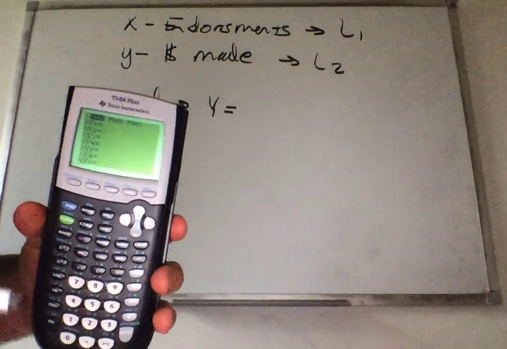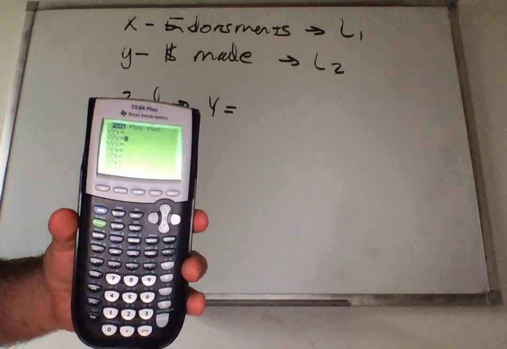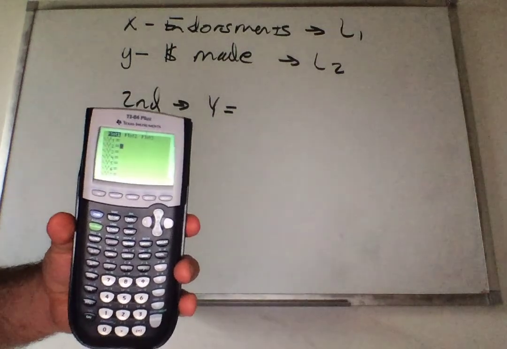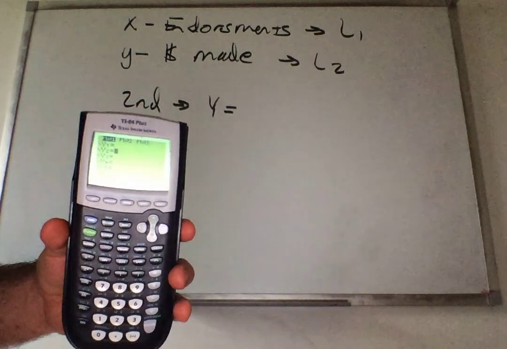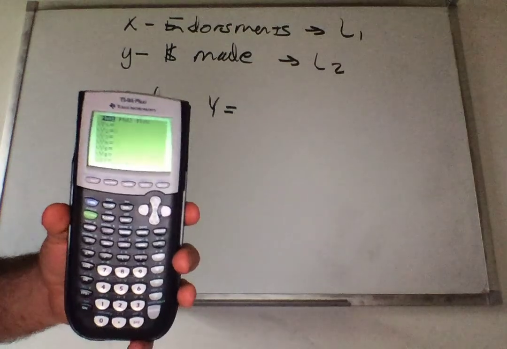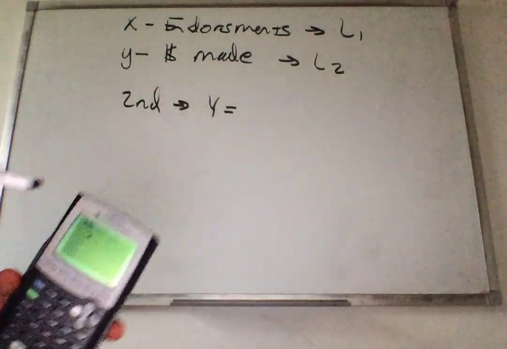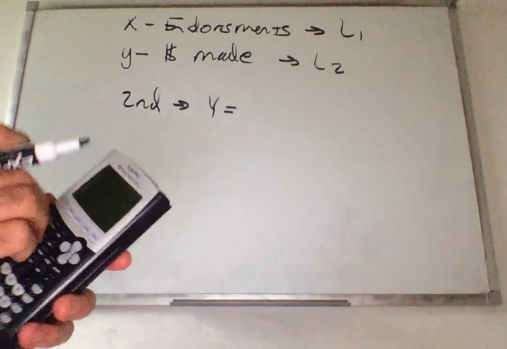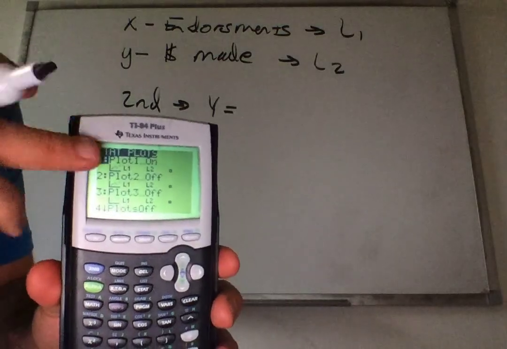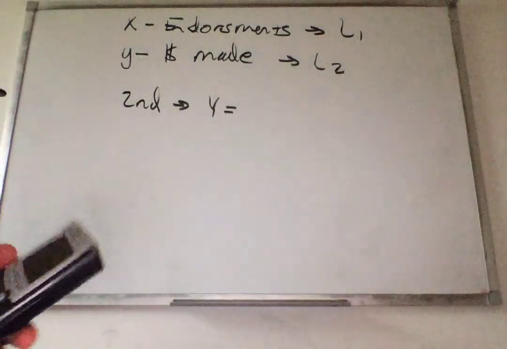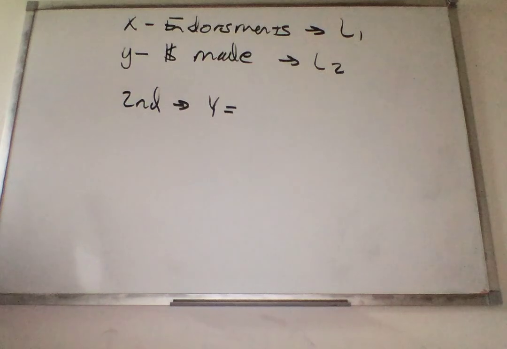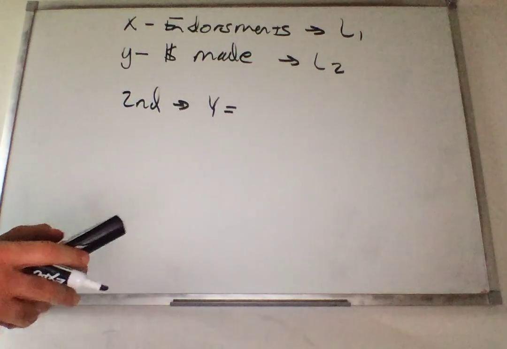So since I already know that my plot 1 is set to scatter plot, anytime I want to make a scatter plot, all I have to do is change the data. I don't have to hit second, y equals, go through this menu, go to number 1, select x list, y list. You don't have to do that every single time. So after you get your data in, you just hit zoom 9.